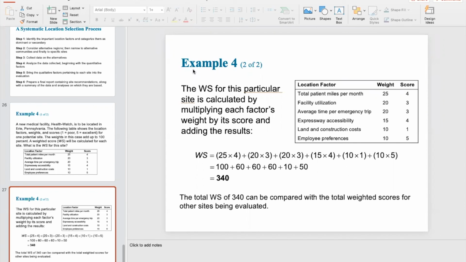You can also calculate the weighted average score for some other sites, and simply compare the weighted average scores among different sites. And probably we will finally choose the site with a higher weighted average score. So these are all the content related to this specific chapter.